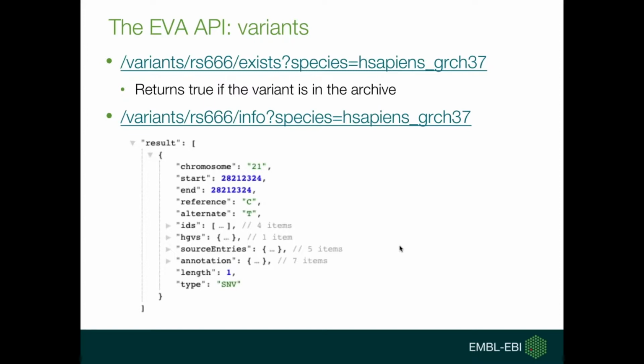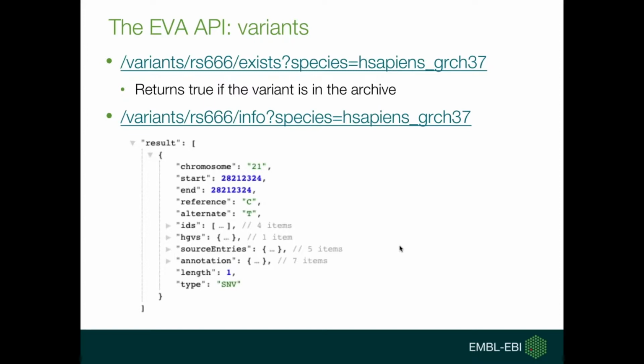This is mandatory actually, because each species is stored in a different database. So to redirect the query to the correct database, we need this parameter, but also you can filter by studies. So if you want to check if a variant is in a particular study, the studies filter can be used here as well. The info endpoint returns this model that we can see here for a particular variant if the variant is in the archive.